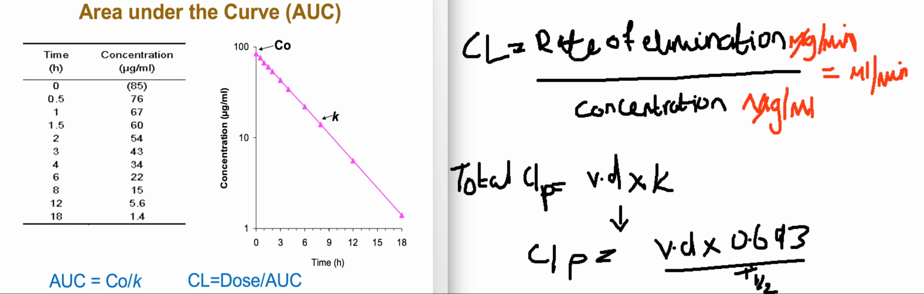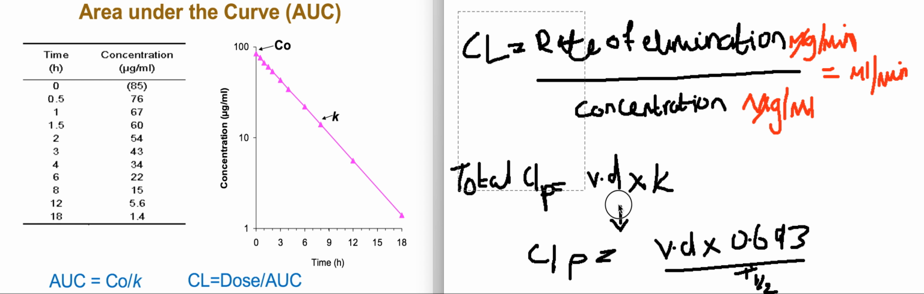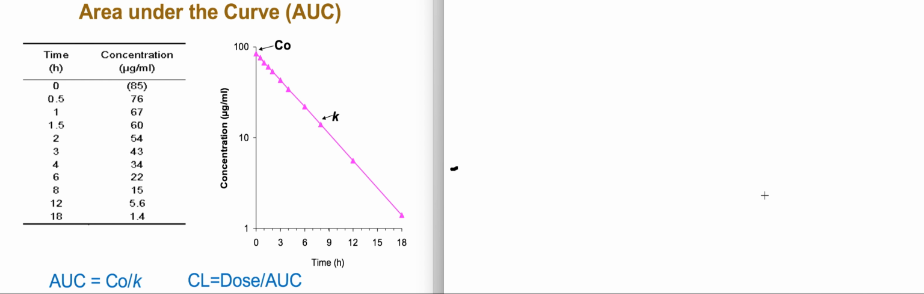Now, for example, if you were given a graph and told to work out the rate of elimination or the clearance, first you find the area under the graph, which is done by the initial concentration divided by the rate constant of elimination. Initial is how much you had initially, and how much is going down. This gives you the area under the curve, and then clearance can be figured out using dose divided by area under curve.